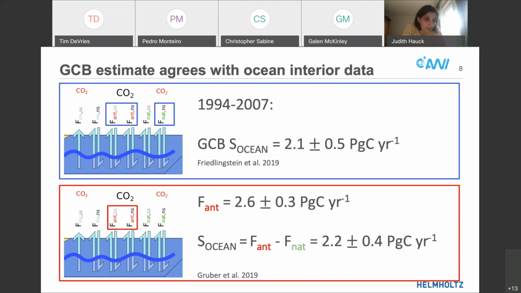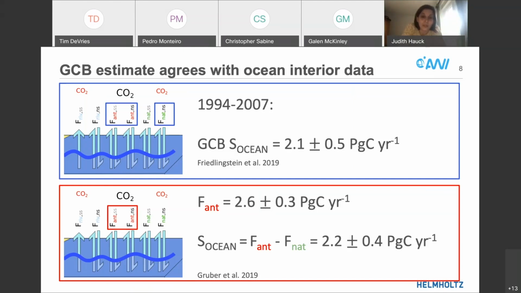But what Nicolas Gruber does here is the anthropogenic carbon estimate, and that's not directly comparable to the carbon budget estimate that we do in the global carbon budget. So the anthropogenic ocean carbon sink in the Gruber et al. paper is 2.6 plus minus 0.3 petagram carbon per year over the same period.